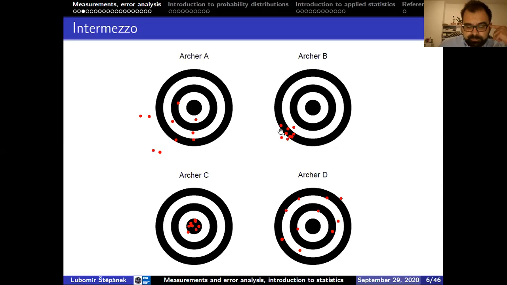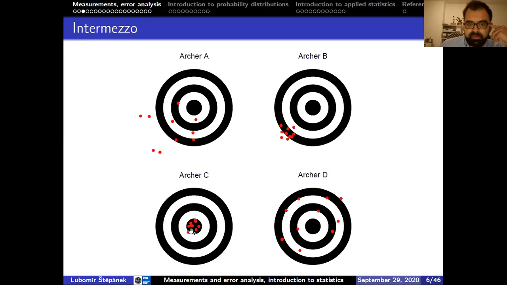Archer B. You can see Archer B has a high precision because the points are relatively close to each other, but they are pretty far from the center of the target. So accuracy is low, but precision is high. Archer C. It's just the optimal situation because all the red dots are pretty close to the center of the target, so precision is very, very high in this case, and also accuracy is very high because it's pretty close to the center of the target, and precision is also very high because the points are relatively close to each other.